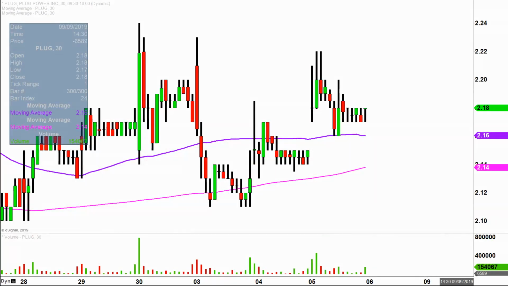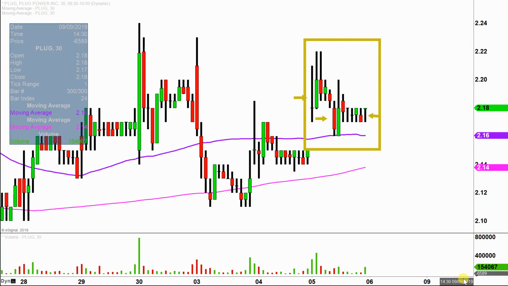Real quick, what do I mean by 30-minute, in case maybe you're new to charts? Instead of each one of these candlesticks representing 1 day's worth of price action, which is what you would normally see, each one represents 30 minutes. So this here may look like several days' worth of time. It's actually today's price action broken down into 30-minute time slices.